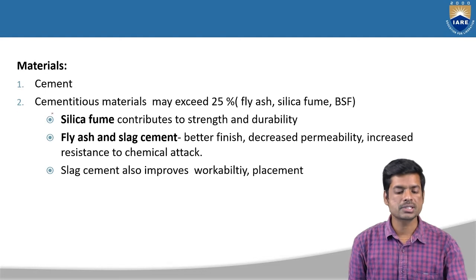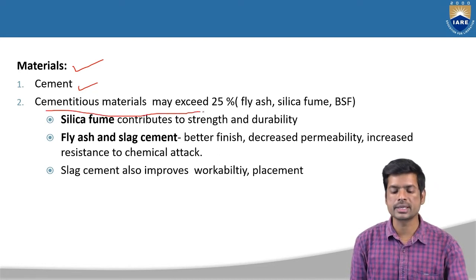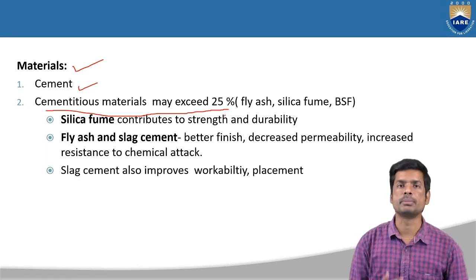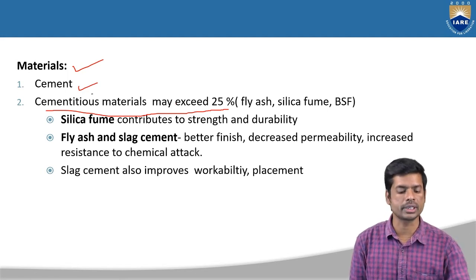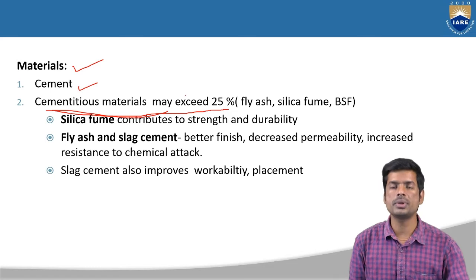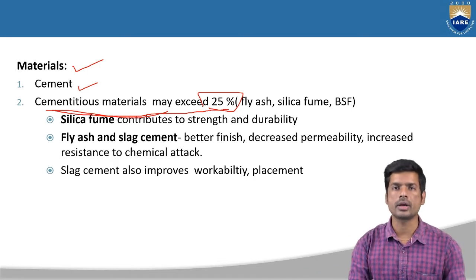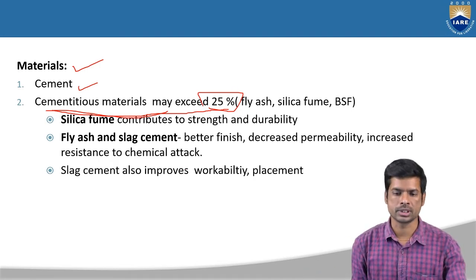So next, the materials required for this high performance concrete are cement. This is a normal material. And next, cementitious materials may exceed 25%. Along with cement, we have other types of materials which have the properties of cement. That is why we call them cementitious materials. These materials also we are going to use in this high performance concrete. So what is the composition, how much of these cementitious materials can we use along with cement? That percentage may exceed 25%. We can use more than 25% also, but on an average we use around 25 to 40%.